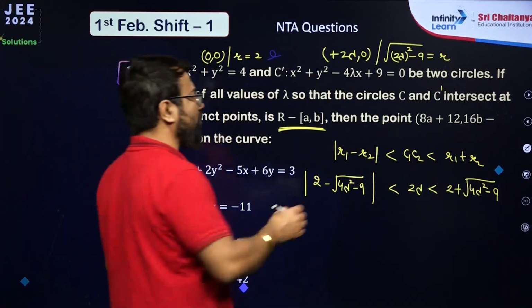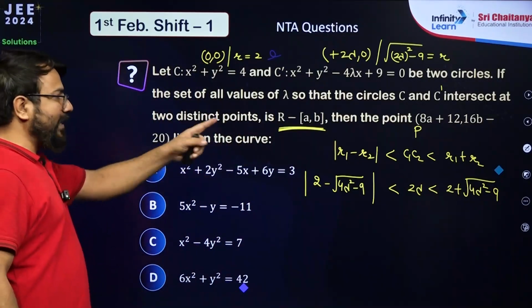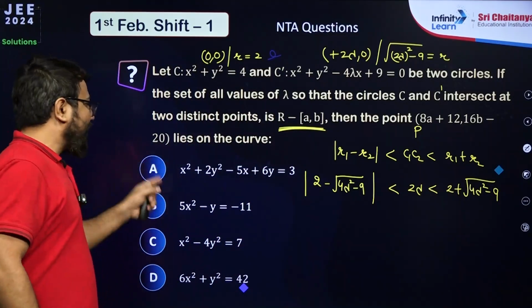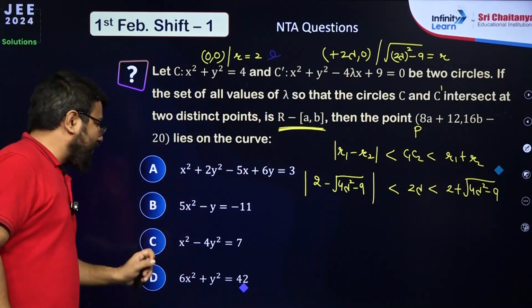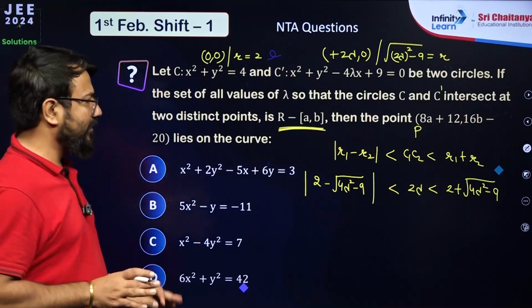So firstly we want to get this point. Before that I need to find a and b, and then only I'll be able to get point P. Once I'm able to get point P, I'll substitute in all these curves, and then I'll be able to get the final answer. So my dear students, how to deal with this problem?